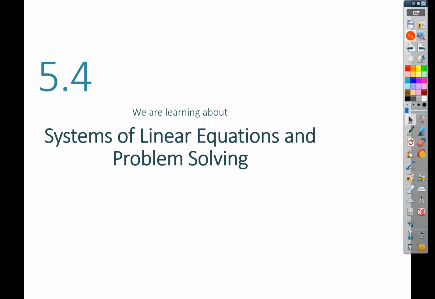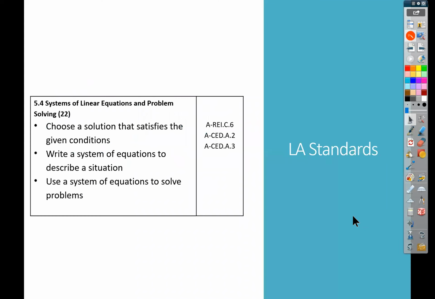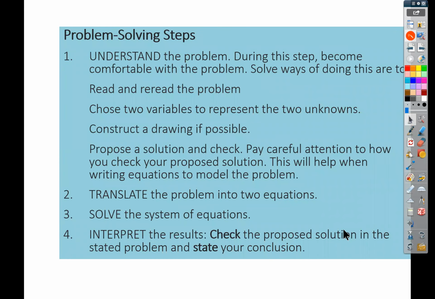Hi, today we're learning about systems of linear equations and problem solving. I know I've got this when I can use a system of equations to solve problems. Go ahead and pause and read this page.